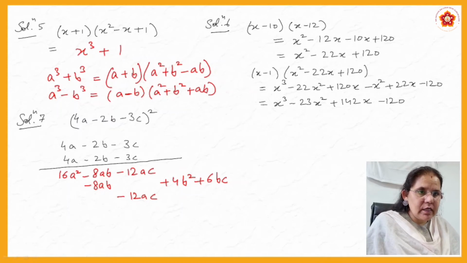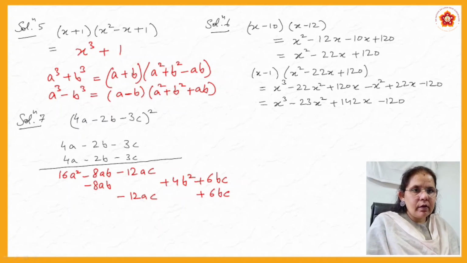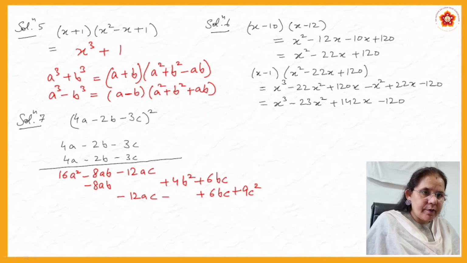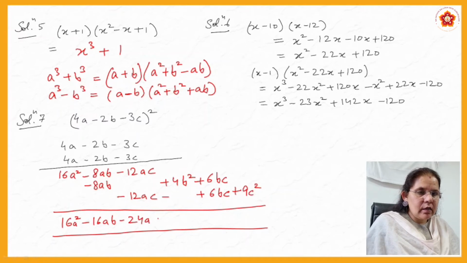Now find where bc is, write it under that. Then we have plus 9c square. Now c square term is not here, so I will write it here. Add them and see what answer are you getting. It is 16a square minus 16ab minus 24ac plus 4b square plus 12bc plus 9c square.